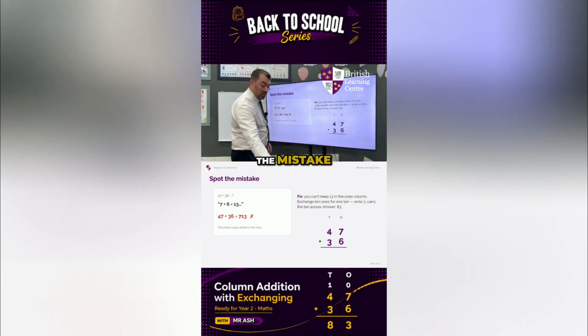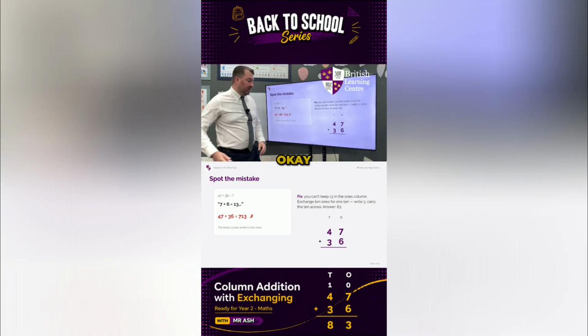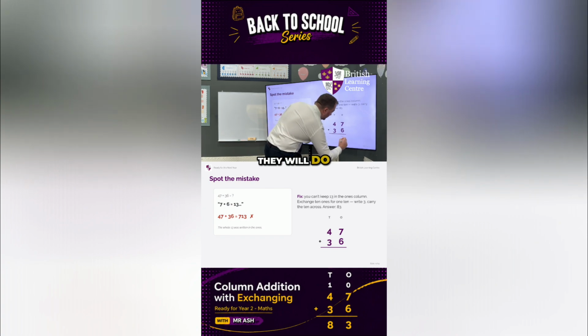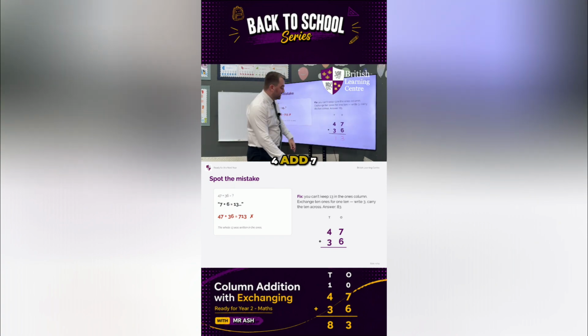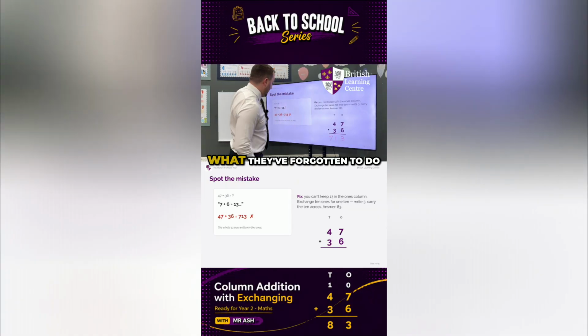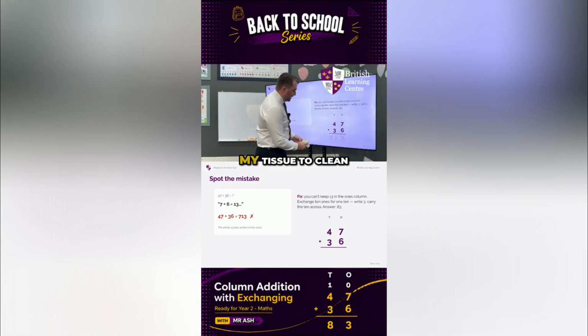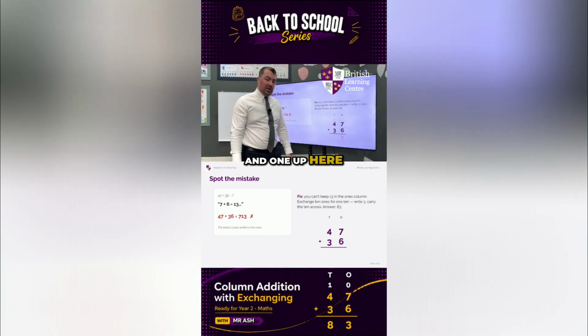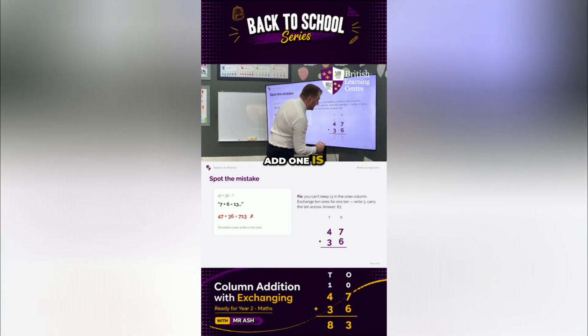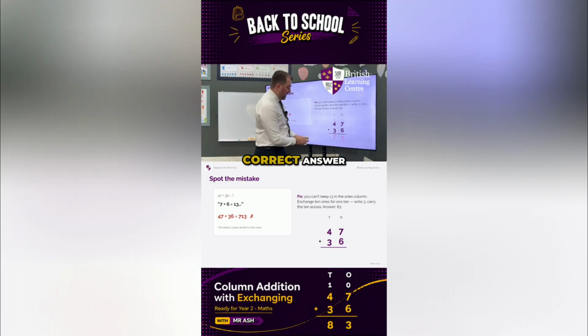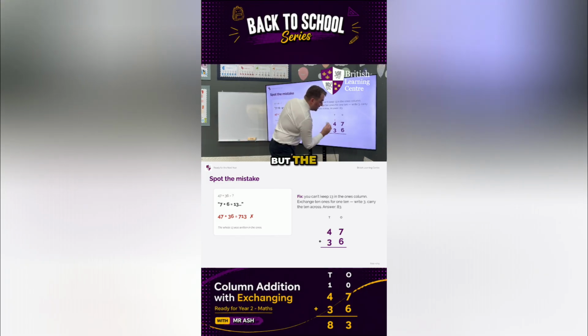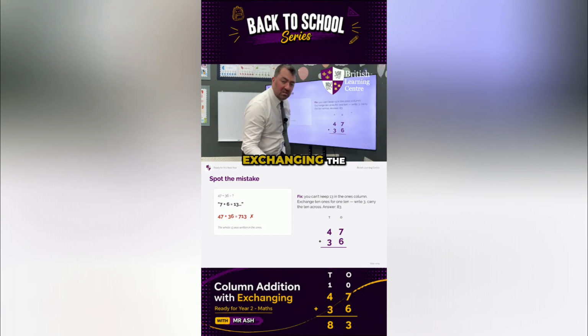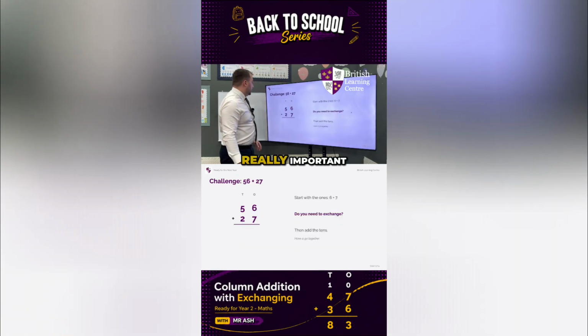Okay, the mistake children can often make, okay? So 7 add 6, they will do, oh, that's 13. Now 4 add 3 is 7 and they get the answer of 713. What they've forgotten to do, if I can find my tissue to clean the TV, is exchange. 7 add 6 is 13, 3 goes in here and 1 up here. 4 add 3 is 7, add 1 is 8, and that will get you the actual correct answer, okay? But the conceptual understanding of exchanging the ones for a 10 is really, really important.